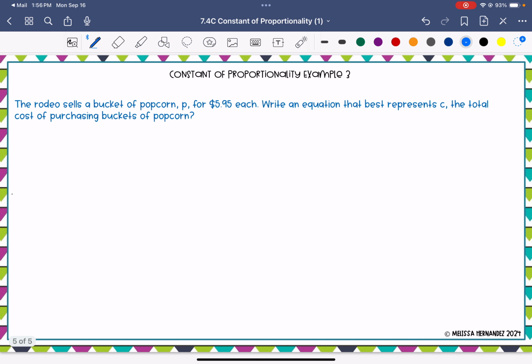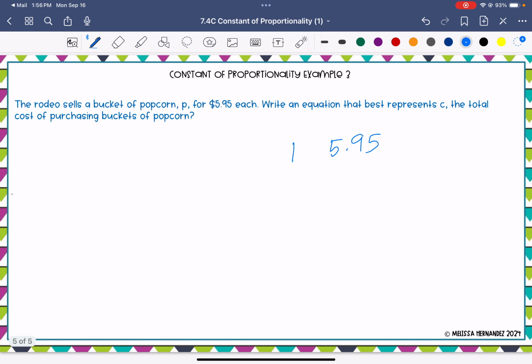Okay, so for the last one, usually this isn't an issue for kids, but I wanted to show you a word problem. It says, the rodeo sells a bucket of popcorn P for $5.95 each. So in other words, one bucket is valued at $5.95. Well, if you bought 2 buckets of popcorn, then you'd pay double the price. So we only want an equation.